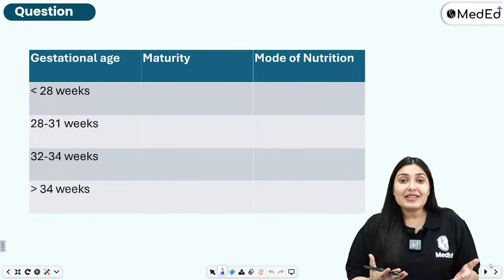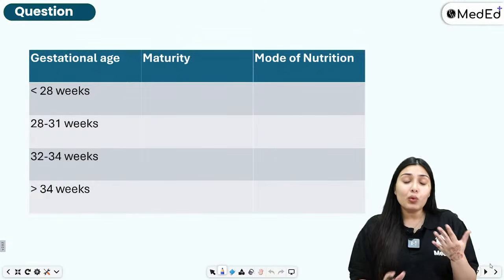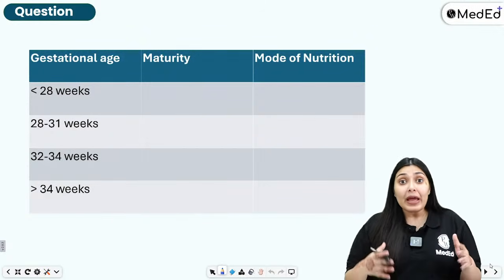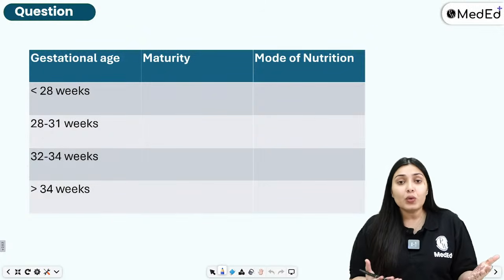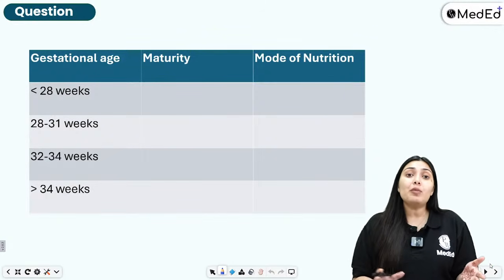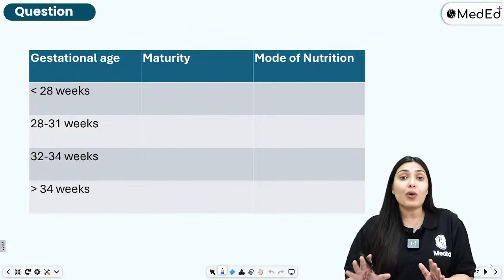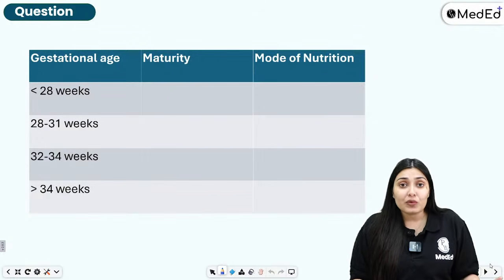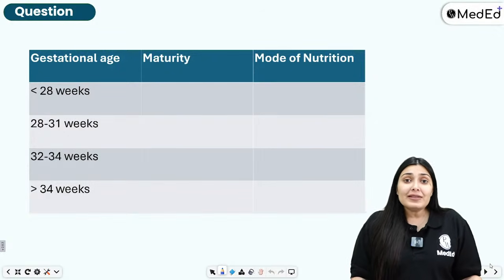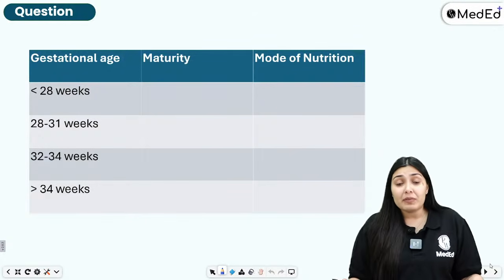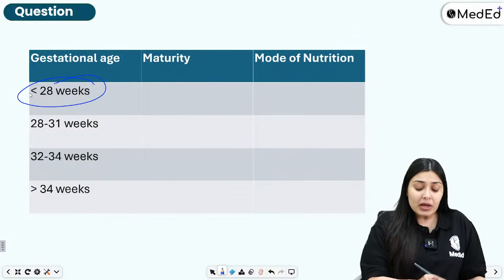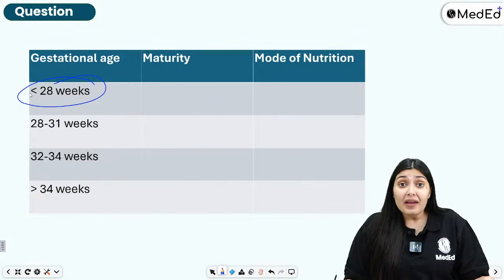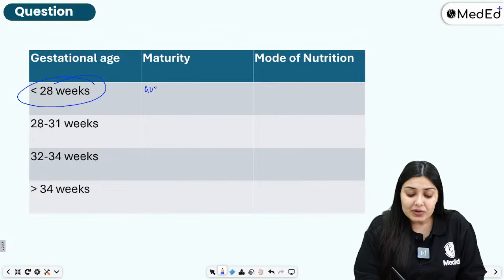For normal breastfeeding, I need 3 reflexes: rooting, sucking, swallowing, and proper coordination between them. And I also need the maturity of the gut to handle such feeds. So depending upon the gestational age and the maturity, my choice of feeding would be different. Firstly, let's understand the differences. The first category is very preterm, extremely preterm babies, less than 28 weeks. What happens in these babies? Here the gut maturation is absent.